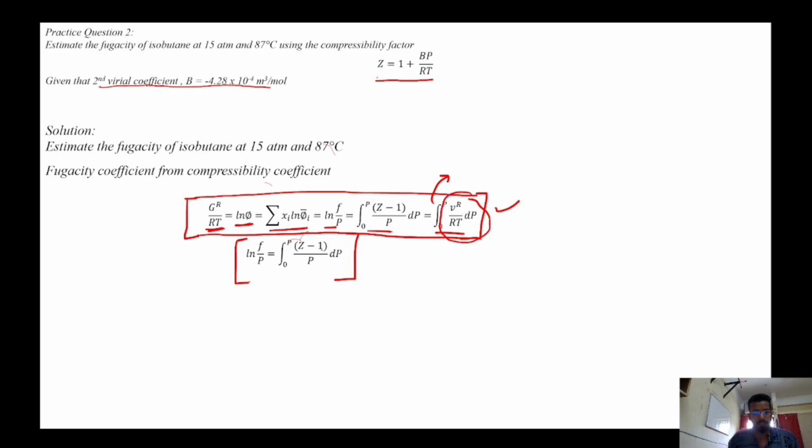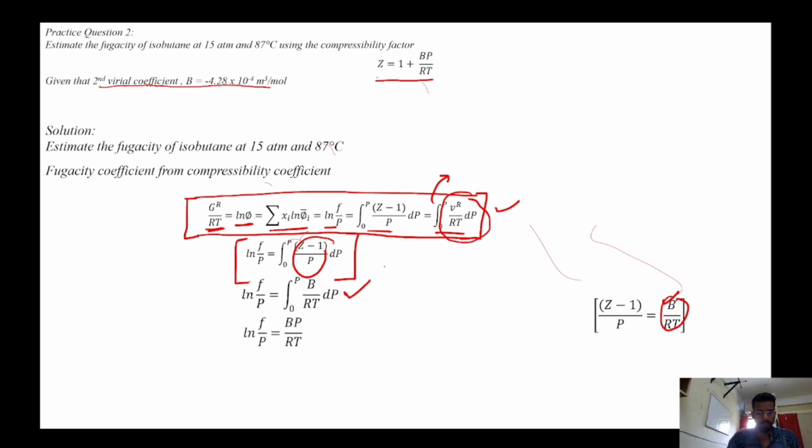Now putting the virial equation of state in this form. How? Like this. Z minus 1 by P is equal to V upon RT. Putting this V upon RT in the value of Z minus 1 by P, we will get this equation. Now we will get this straightforward.